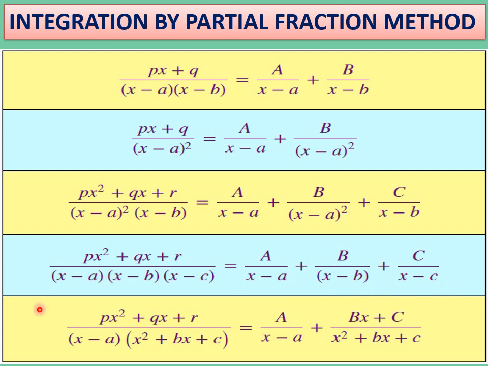If the fraction is like this, where this is a quadratic and x minus a is a linear function, then it can be written as A over (x minus a), the linear part, plus, if there is a quadratic in the denominator, we write the numerator as bx plus c, so that the difference between numerator and denominator degree is always 1. Here, A over (x minus a) plus (bx plus c) over (x square plus bx plus c).